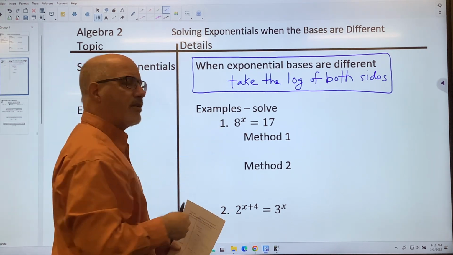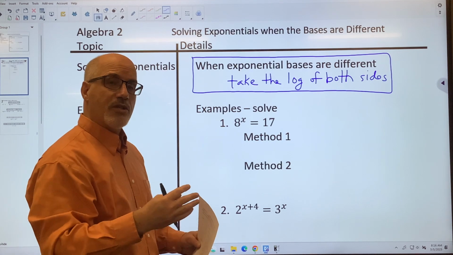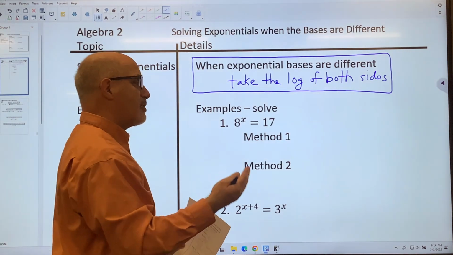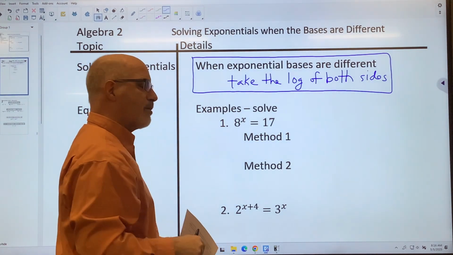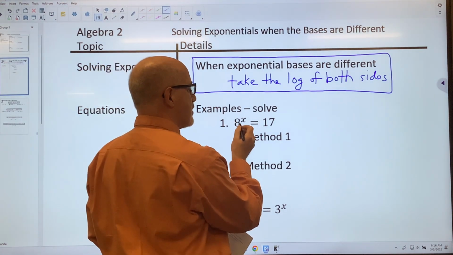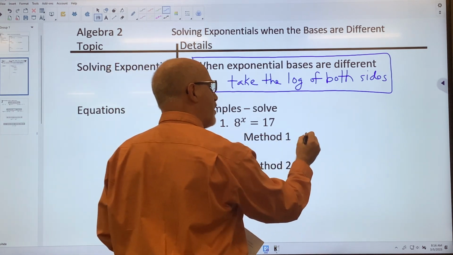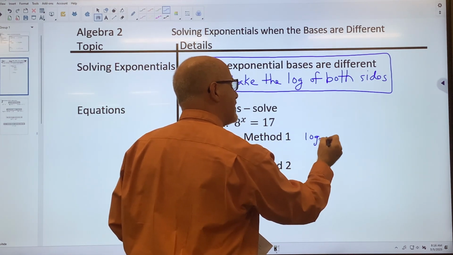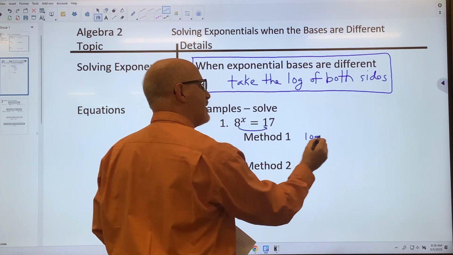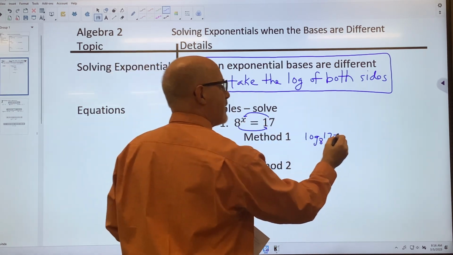We've been able to solve this equation using converting to logarithms. So let me show you that process, and then I want to show you a new method and then use it to apply to other problems. So this first one, if I were to solve this just by converting it into a log, you start with log base 8 of 17 is equal to x.